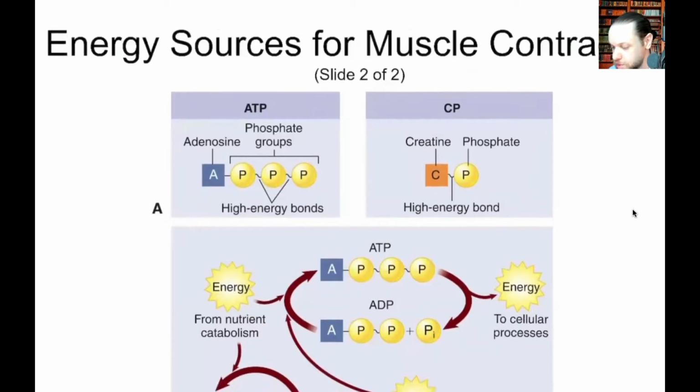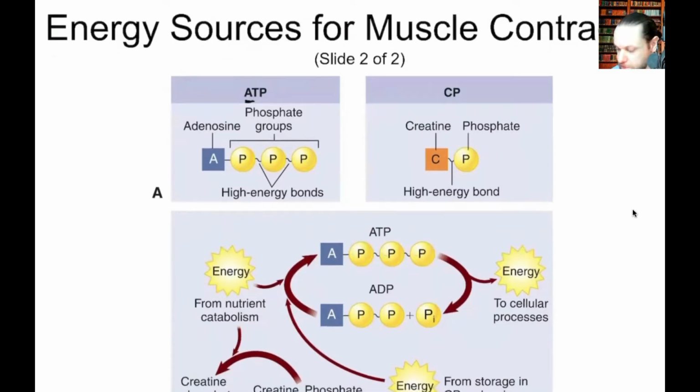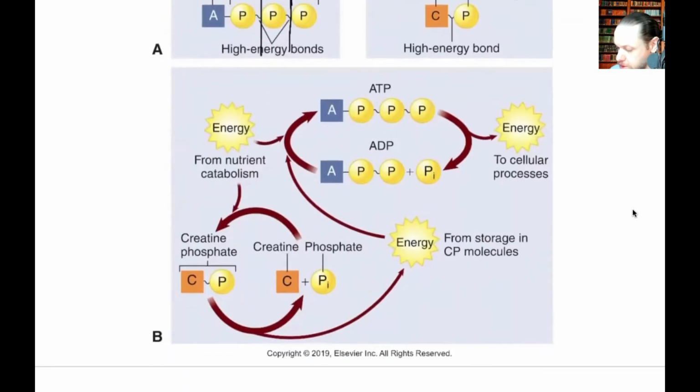So energy sources for the muscle contraction: ATP is the major source. ATP stands for adenosine triphosphate, right? And you have these high energy molecules, these phosphates. As they break apart, energy is released. So we see here the ATP molecule is broken down to ADP and a phosphate, and this releases energy, which is needed to power processes, for example, muscle contraction.